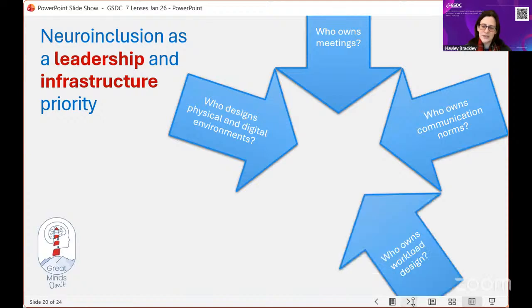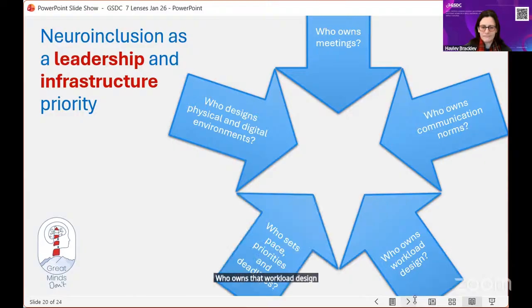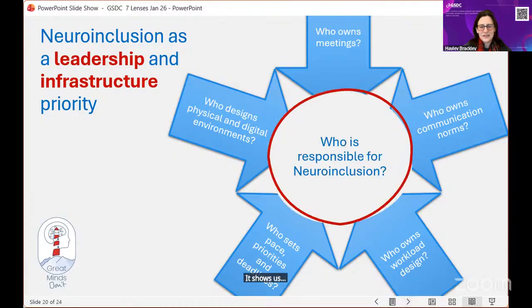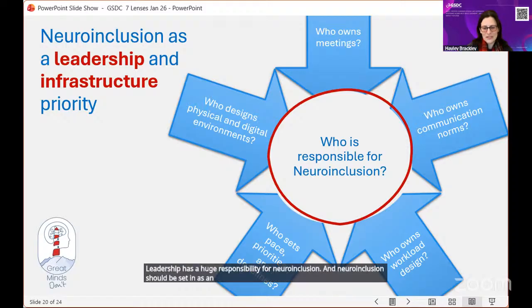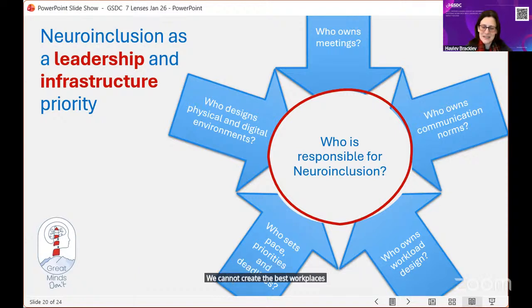who owns that workload design, and who sets pace, priorities, and deadlines. Well, actually, when we look at all of these, it shows us leadership has a huge responsibility for neuroinclusion. And neuroinclusion should be sitting as an infrastructure priority. We cannot create the best workplaces if we're not getting the best out of every individual within it.